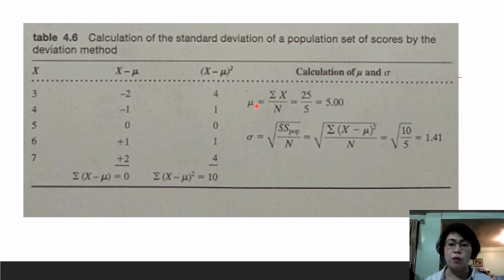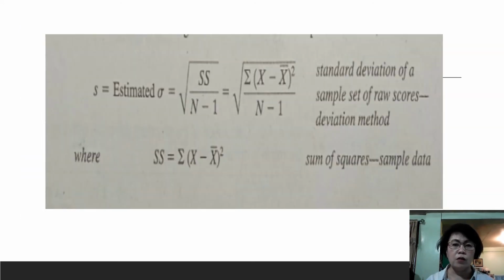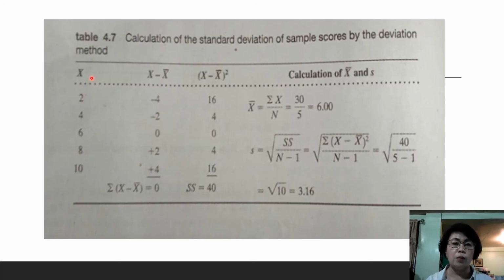And you have the formula for the population mean, the summation of the scores over the number of cases, replaced by numbers: 25 divided by 5 equals 5. And then you have the standard deviation computation. Okay, so the next formula is for the standard deviation for a sample. Here is the symbol for the standard deviation for a sample, and here is the formula. Okay, so next would be Table 4.7, the calculation of the standard deviation of sample scores by the deviation method.